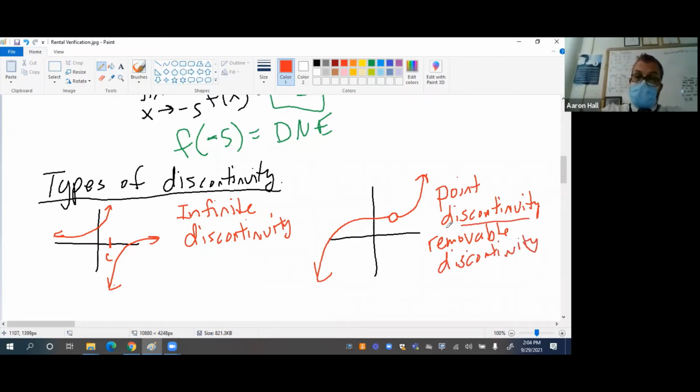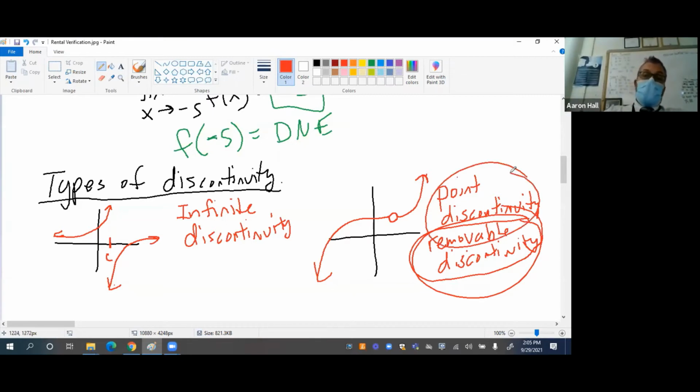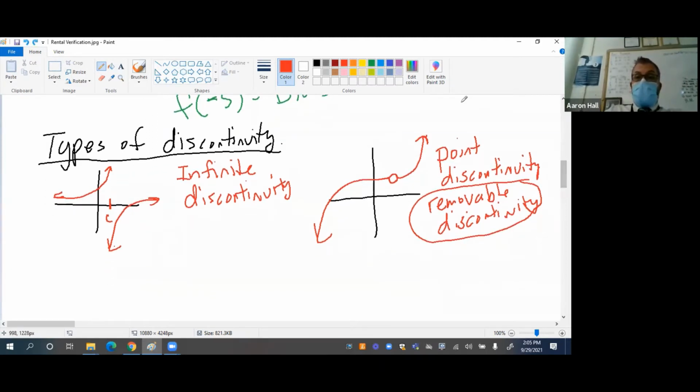I'm going to circle this because I see this in the AP curriculum. The questions that I see on the AP test use removable discontinuity much more than they use point discontinuity, so I'm circling it just because that is the more common verbiage that they use. Okay, so we have point discontinuity, we have infinite discontinuity. There are two more.